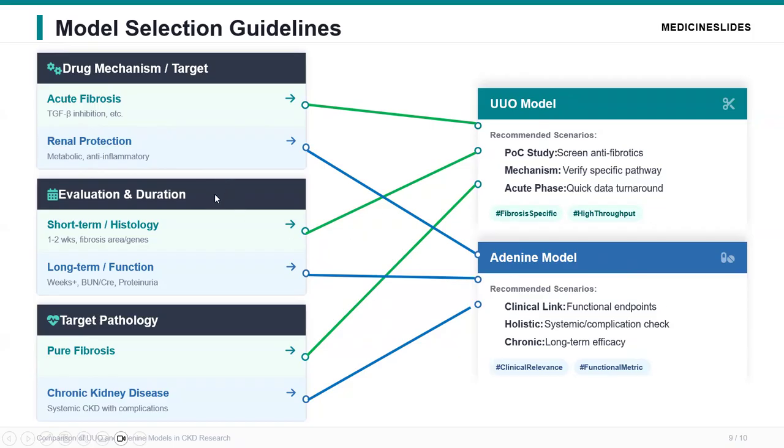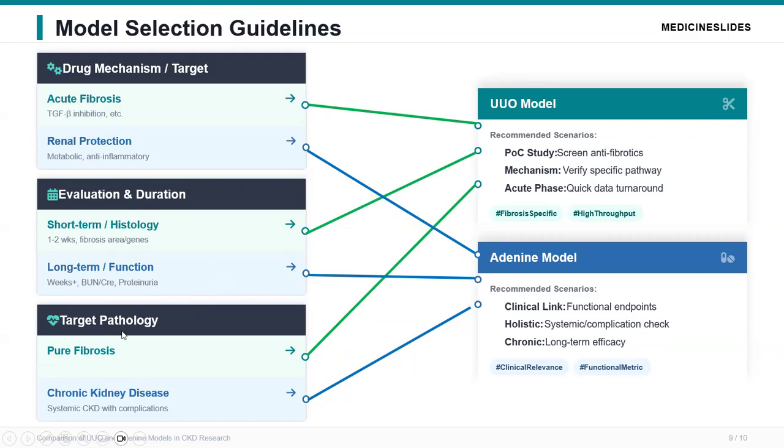Evaluation and duration. Sometimes timeline matters, and the short-term histology. Usually the UUO model has a shorter turnaround time. This model is very quick, 1 to 2 weeks to completion, and the adenine model does take longer. However, you can see the functional aspect, also the BUN, creatinine, proteinuria data.